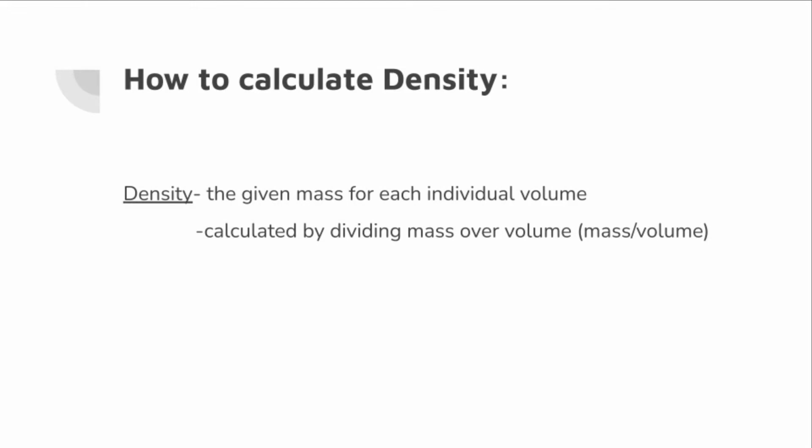How to calculate density. Density is the given mass for each individual volume and is calculated by dividing mass over volume.